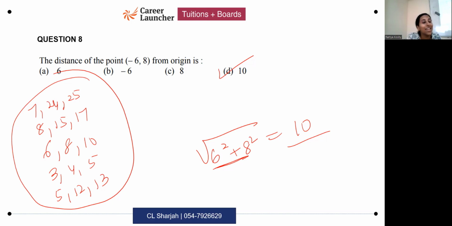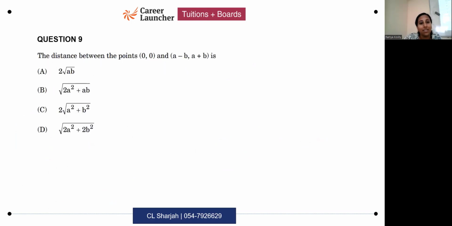So remember, the highest value in each will be the root of the sum of squares of the other two. 25 will be root of 7 square plus 24 square. 17 will be root of 8 square plus 15 square. 10 will be root of 6 square plus 8 square. 5 will be root of 3 square plus 4 square. 13 will be root of 5 square plus 12 square. If you are good at remembering or have already memorized, good. You have an advantage. Others, please calculate and get. Don't mix up.